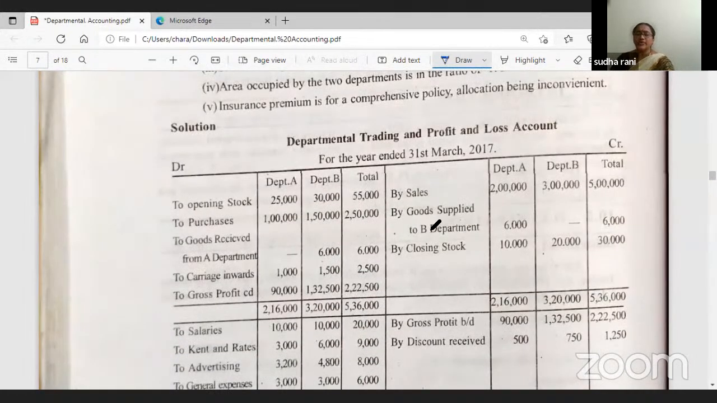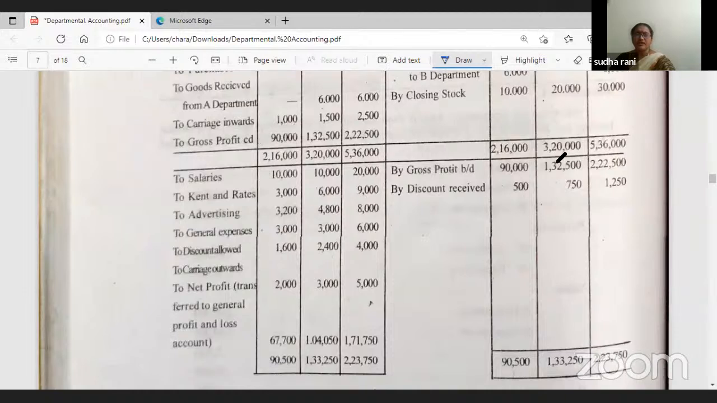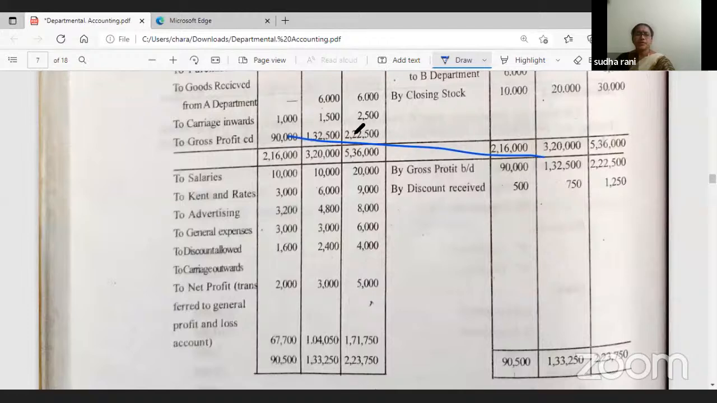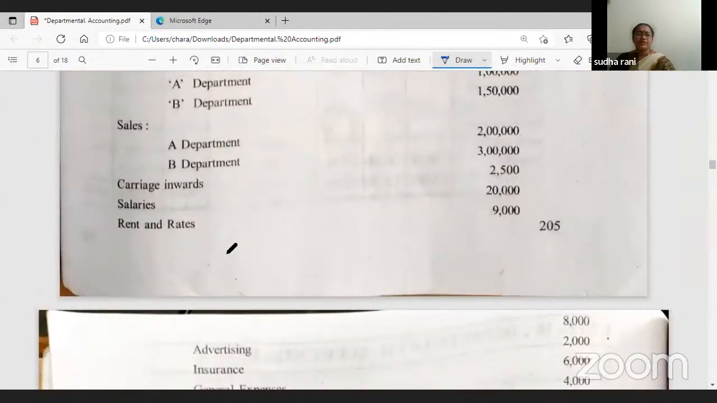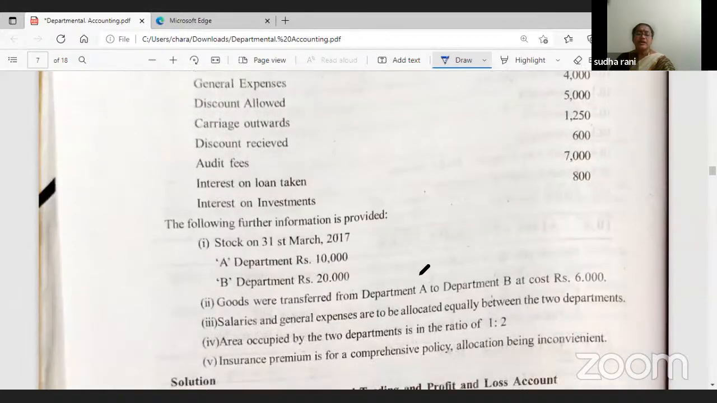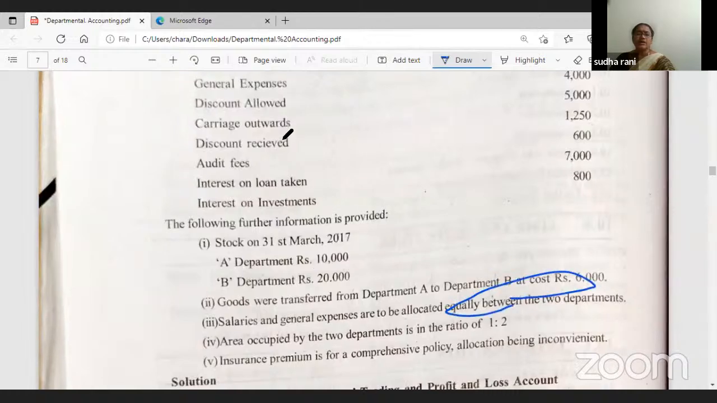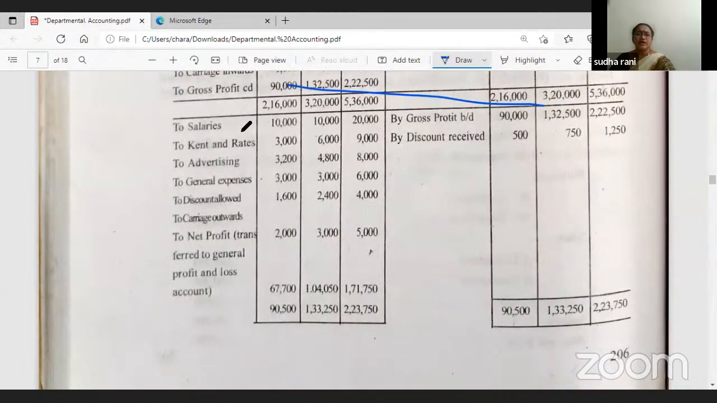After the trading account, what do we prepare? The profit and loss account. How do you prepare it? Take the gross profit first on the opposite side, so gross profit will come here from debit to credit. Then the remaining expenses, that is salaries and general expenses. What did he say? To distribute equally between the two departments.